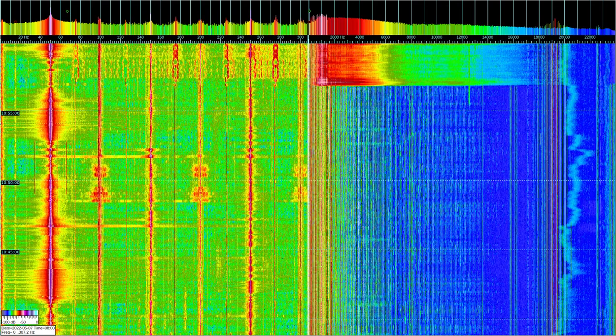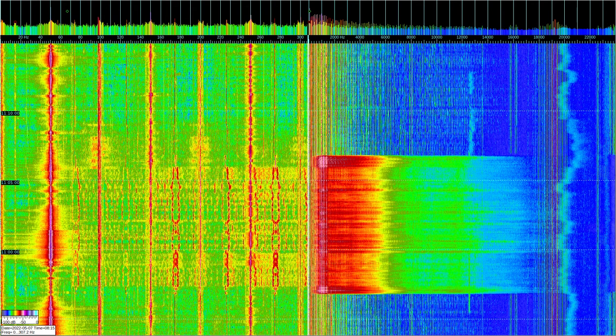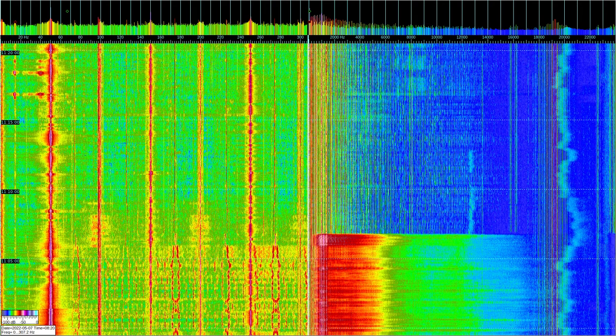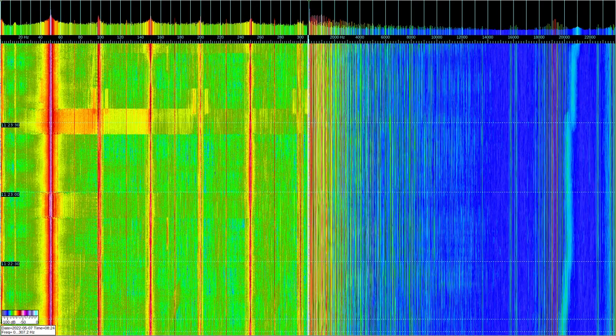Frequency 30 to 300 Hz. Wavelength 1 to 10,000 km. There is the main part of the electromagnetic spectrum of power networks, 50/60 Hertz.